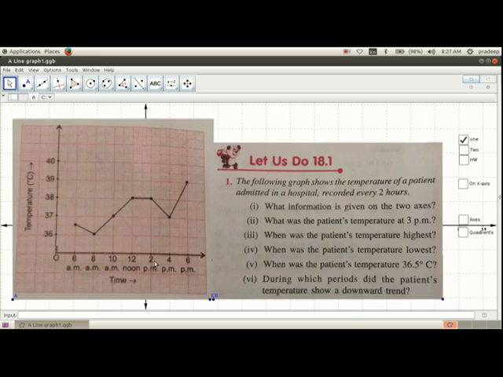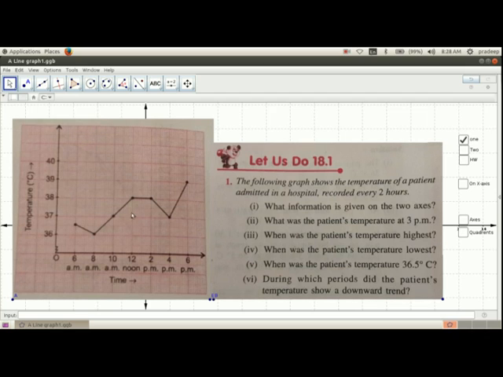In the same way, at 3 p.m., this is a point on the graph corresponding to that time, and when we move towards the left we can find the temperature corresponding to that point is 37.5. That is, the temperature corresponding to this time, 3 p.m., is 37.5. When was the patient's temperature highest is the third question.